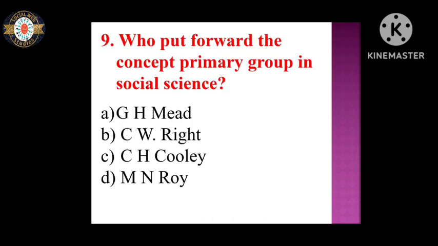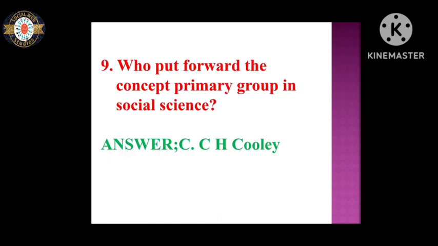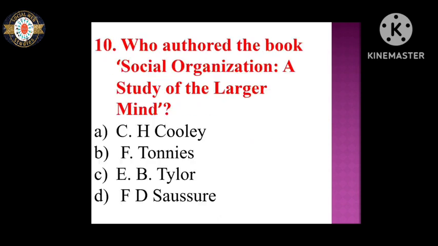Another question is, who put forward the concept of primary group in social science? Option A, G.H. Mead. Option B, C.W. Wright. Option C, C.H. Cooley. Option D, M.N. Roy. Right answer of this question is option C, C.H. Cooley.